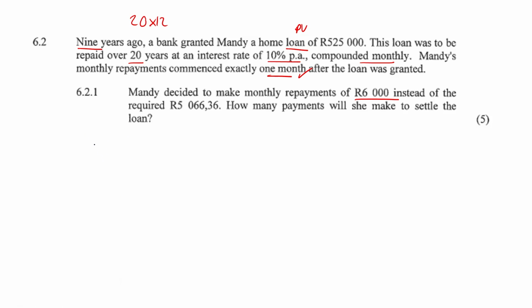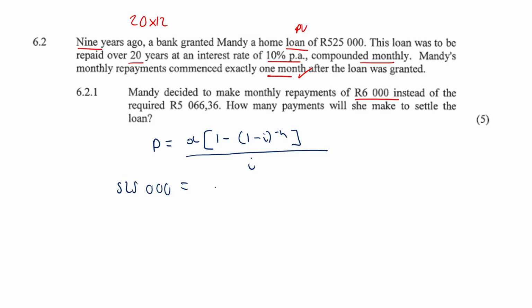So let's do it. We're going to use our present value formula. It looks something like this. What's our P value? It's 525,000. Our X value, which is our monthly repayment amount, we're going to utilize the 6,000 because that's what she wanted. In our fat bracket, 1 minus, open a bracket, 1. Oh, sorry, the formula was wrong. It's a 1 plus. And that's 1 plus 10% compounded monthly, so 0.1 over 12.